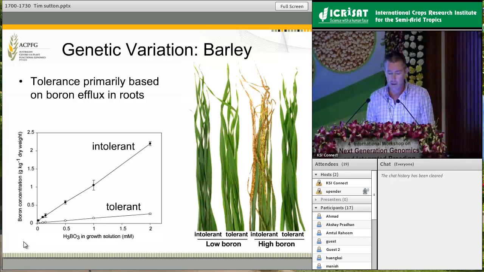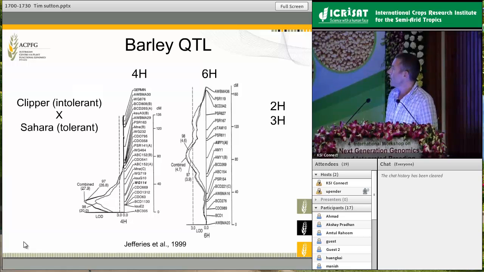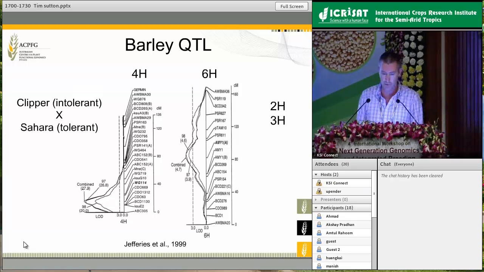So in barley, for more than 30 years actually, this has been work undertaken in Adelaide, and this is work done by Steve Jeffries in the late 90s. This was work mapping in a doubled haploid population derived from a South Australian malting variety called Clipper and an Algerian landrace barley called Sahara 3771. There were two major QTL identified on chromosome 4 and 6, also two other minor ones on 2H and 3H. So we targeted both of these major QTL in early work in this program.